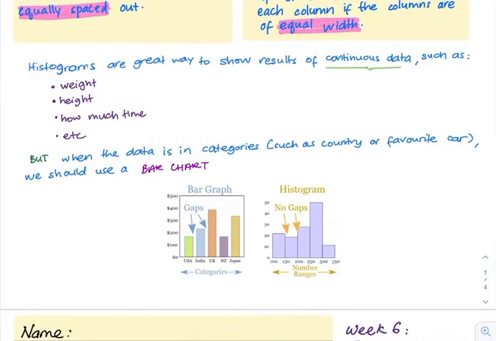Now, when are we going to use a histogram and when are we going to use a bar graph? A histogram is a great way to show the result of continuous data, such as when we are talking about weight, height, or how much time.